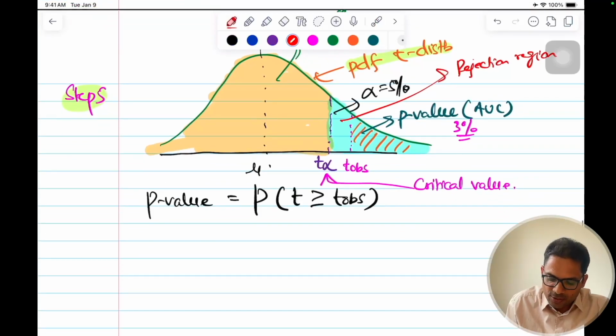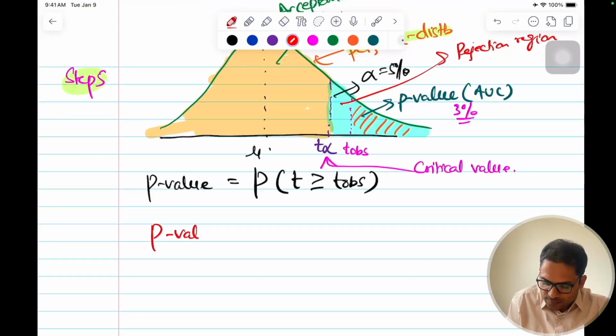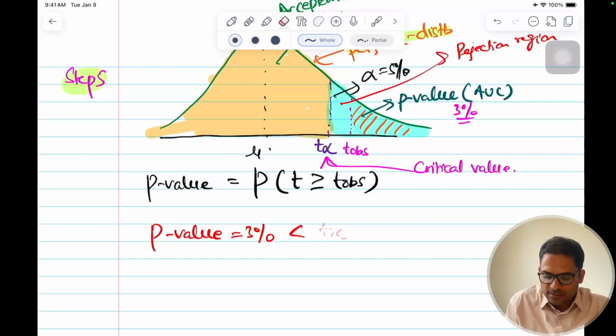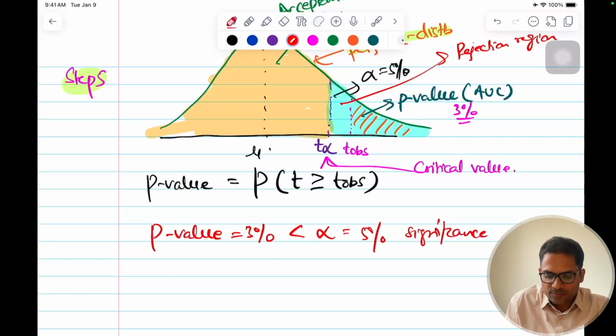So here, what is my P value? My P value is equal to 3%, which is less than alpha. That is my significance level, alpha equal to 5%. We have computed this now.